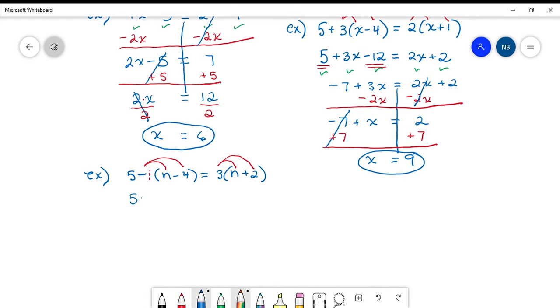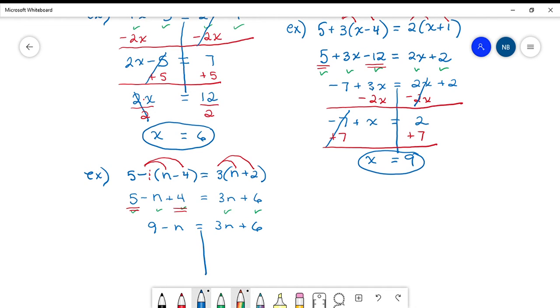Negative 1 times n is negative n. Negative 1 times negative 4 is positive 4. 3 times n is 3n. 3 times 2 is positive 6. Now, because the left side has 3 terms, I've got more simplifying to do. The right side has no more simplifying. On the left side, I have a 5 and a plus 4. Those are like terms which combine to make 9. Recopy the minus n, the equals the 3n plus 6.